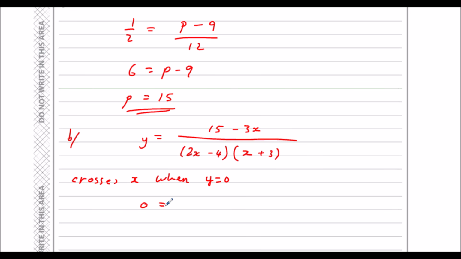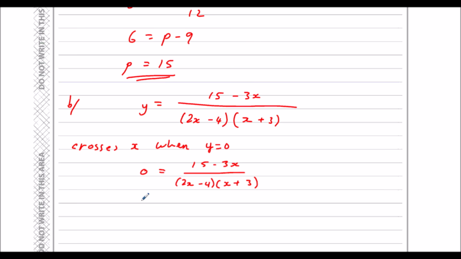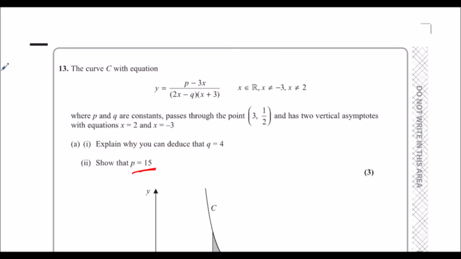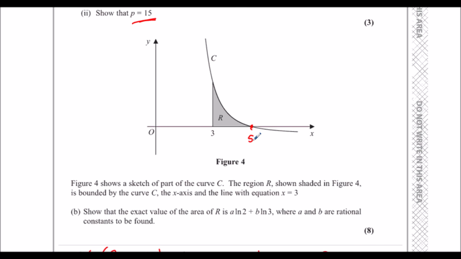So that gives us 0 equals (15 minus 3x) over (2x minus 4)(x plus 3). It's going to be 0. Well, if we multiply both sides by this, we get 0 equals 15 minus 3x. So x is 5. So it crosses x when y is 0. So x is 5. So this is 5. So we're integrating, and we want the area between 5 and 3.